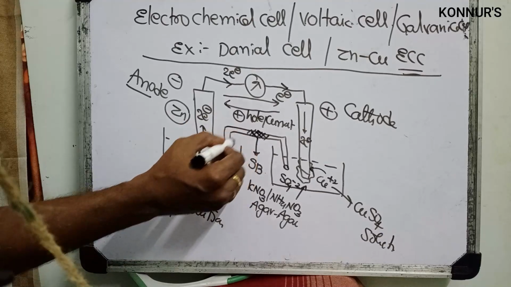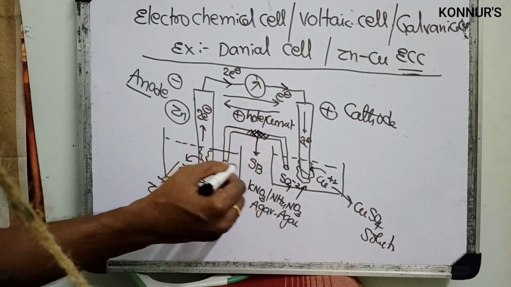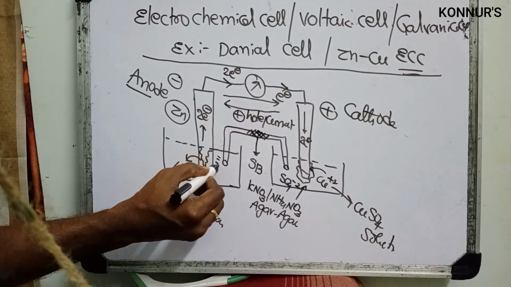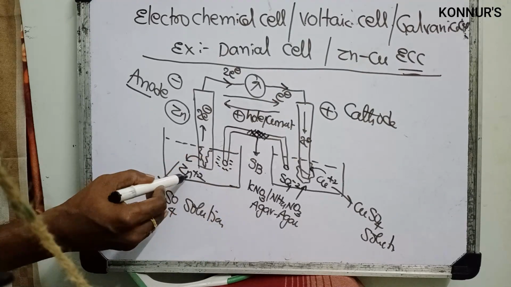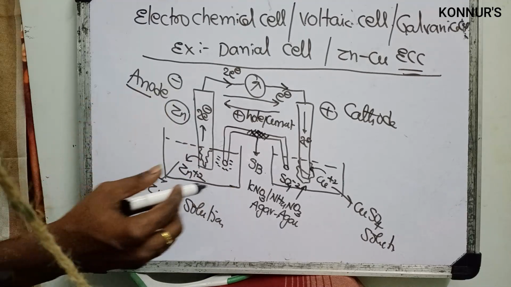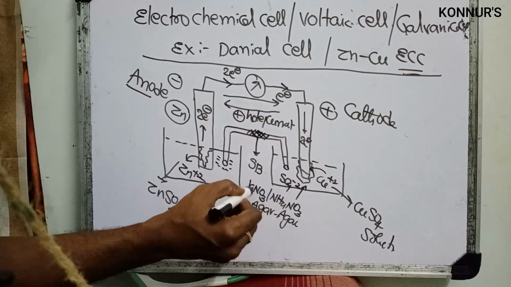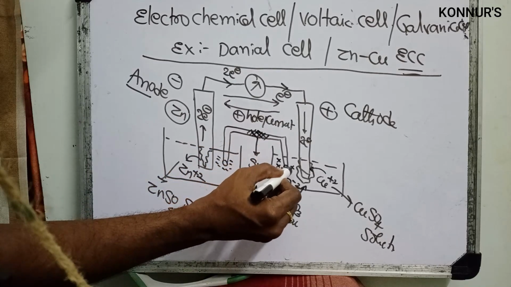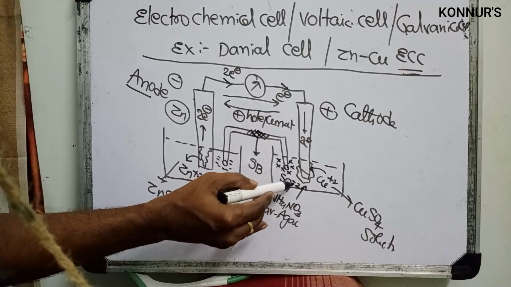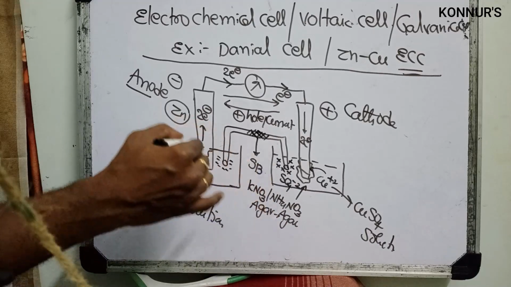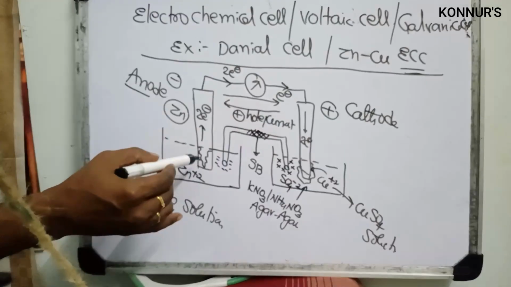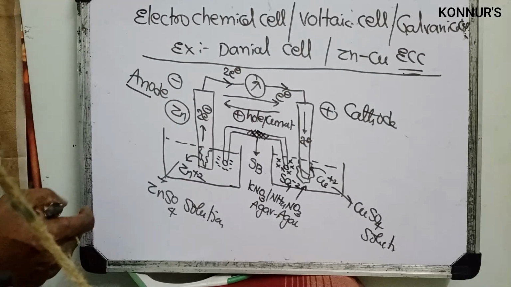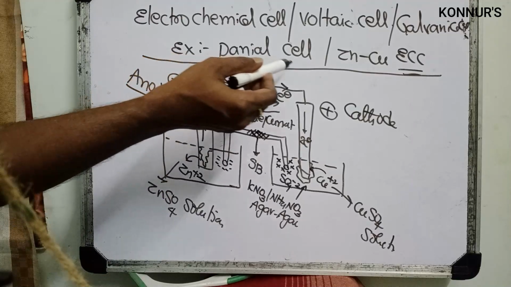When you immerse the salt bridge in between the two solutions, all the negative ions come around here, so excess positive charges are neutralized. Next, all positive charges come towards this side, so excess negative charge is neutralized. Then current keeps flowing until the zinc rod is completely dissolved in the solution. So this is the example of the Daniel cell.